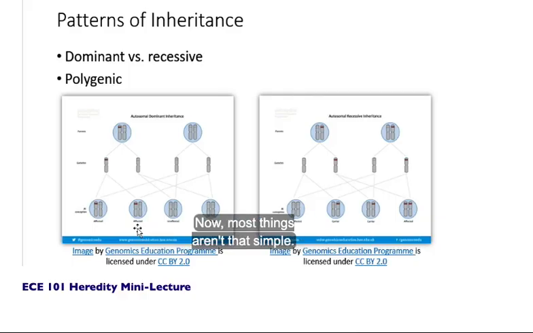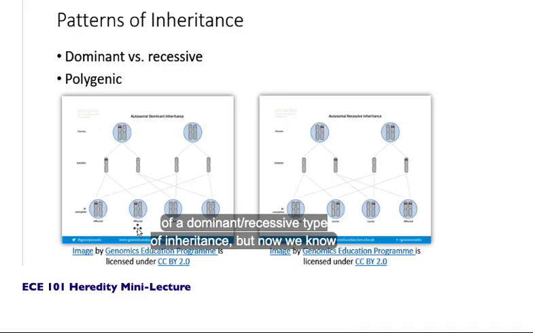Now, most things aren't that simple. It's not just a matter of one pair of genes that we have to look at. So those things we refer to as having a polygenic pattern of inheritance. There's multiple genes that all intertwine to affect how a trait is expressed. Eye color is one of those things. We used to think that it was kind of a dominant recessive type of inheritance, but now we know that it's actually more complex than that. So many things are actually polygenic.